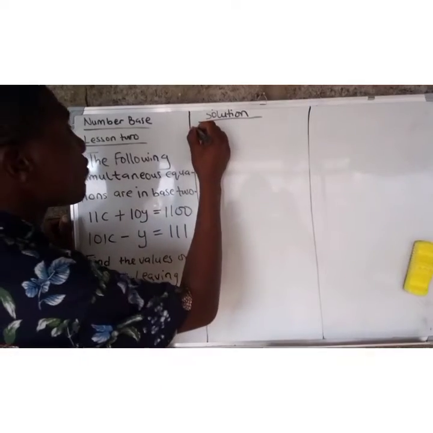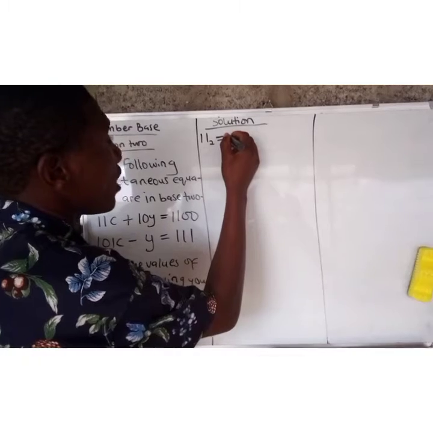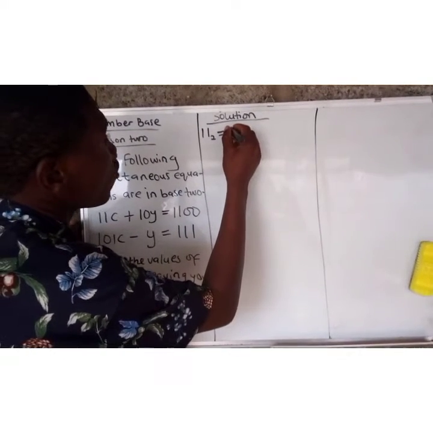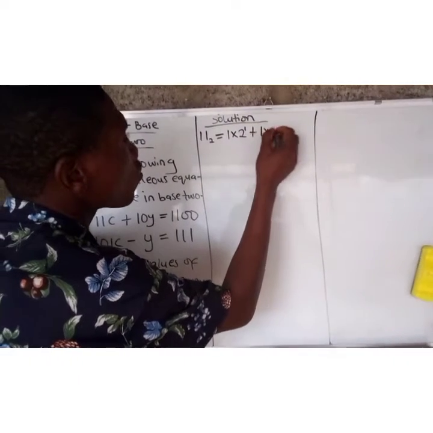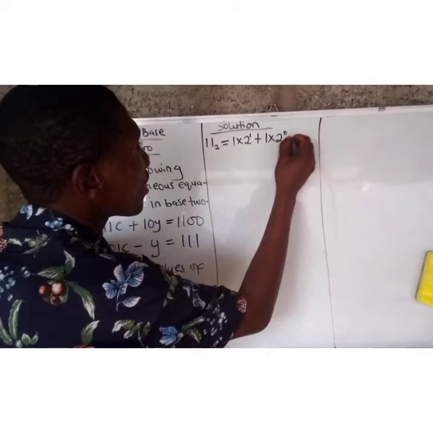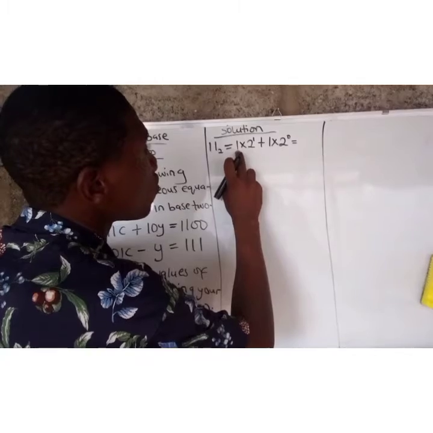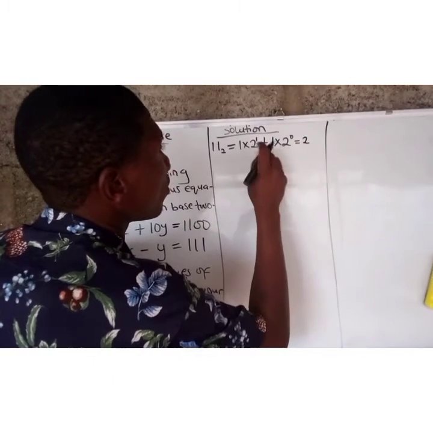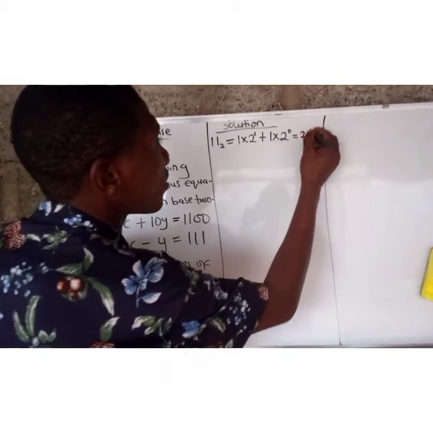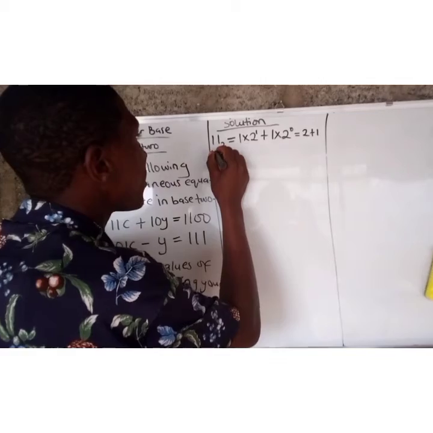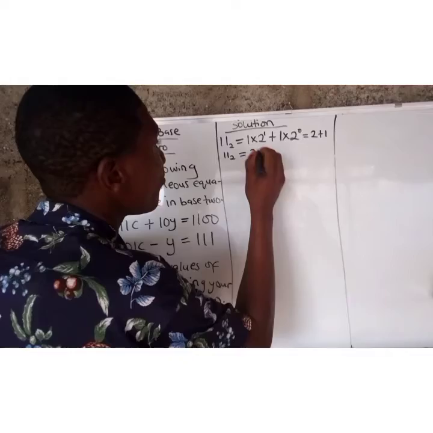And so I start with this 11, which is in base 2. To convert it to base 10, I have to expand it. So it will be 1 times 2 raised to power 1 plus 1 times 2 raised to power 0. This expression can be written as 2 raised to power 1 is 2, 1 times 2 is 2. So it will be 2 plus 2 raised to power 0 is 1, 1 times 1 is 1. So 2 plus 1. So 11 in base 2 is equal to 2 plus 1, which is 3 in base 10.